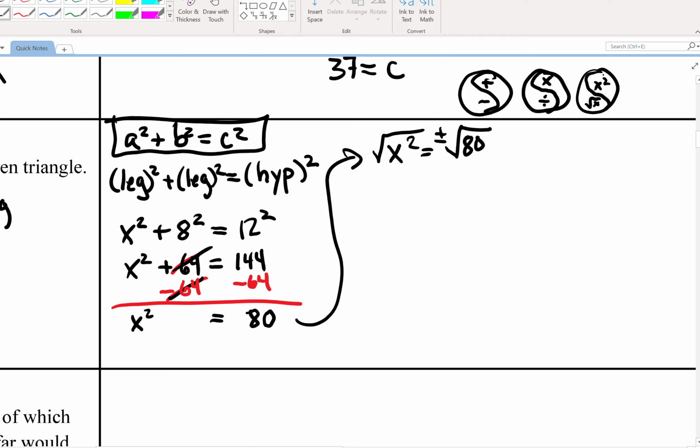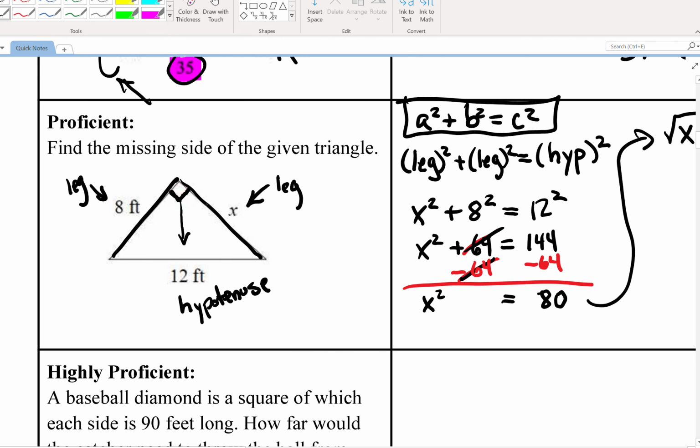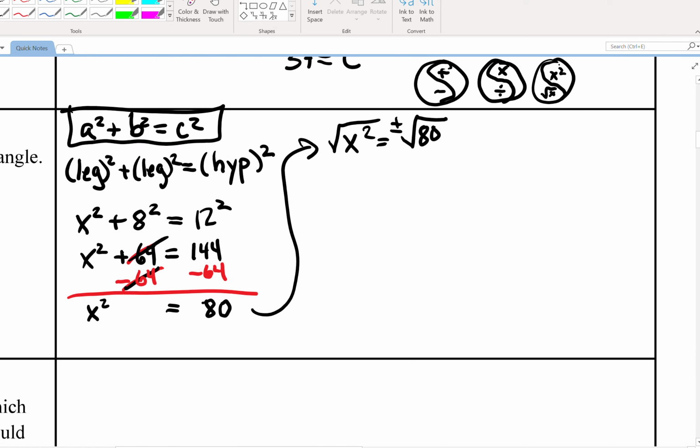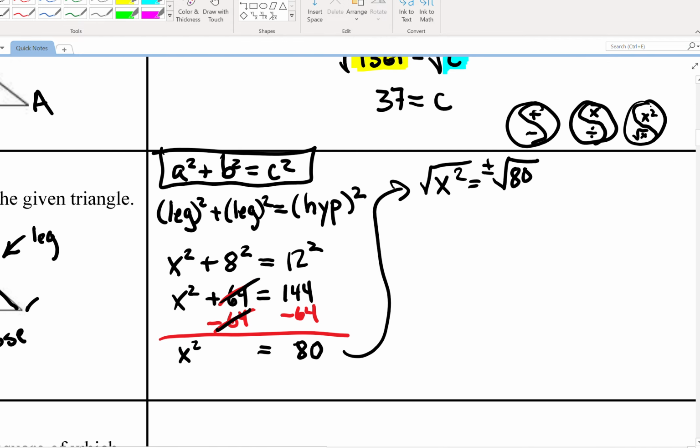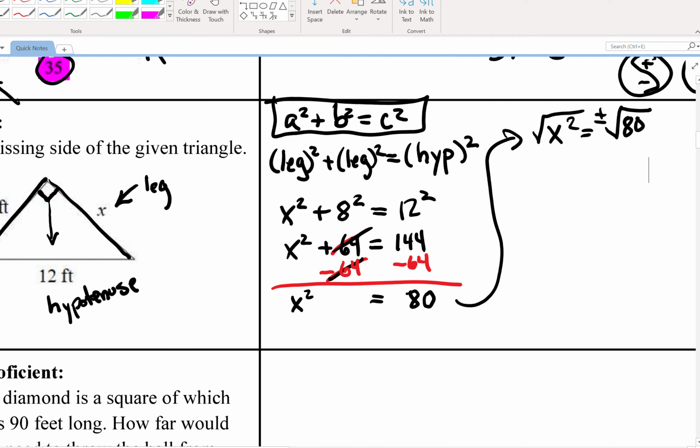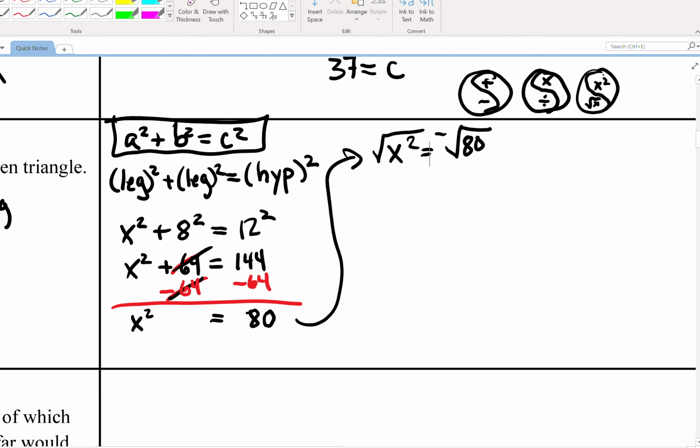But we're going to ignore the positive or negative this time and just take the principal square root, which is positive, because you can't have a negative distance. And since we're looking for the distance here, that can't be negative. Distances are always positive. And so let's see, I'm going to take that off then.